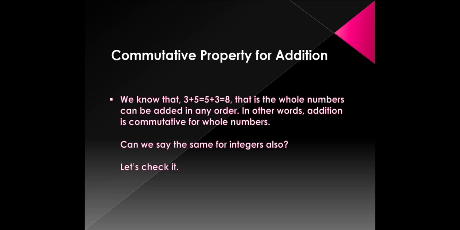Now, commutative property for addition. We know that 3 plus 5 equals 5 plus 3 equals 8. That is, whole numbers can be added in any order. In other words, addition is commutative for whole numbers. Here both 3 and 5 are whole numbers, and after doing 3 plus 5 and 5 plus 3, in both cases we got 8. So we can say that addition is commutative for whole numbers.